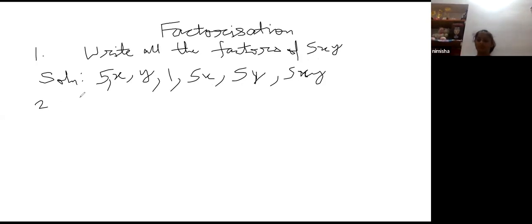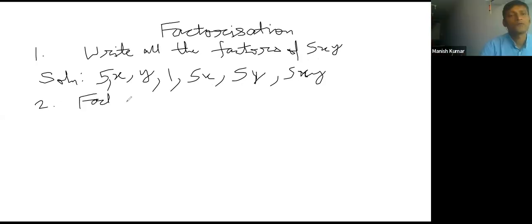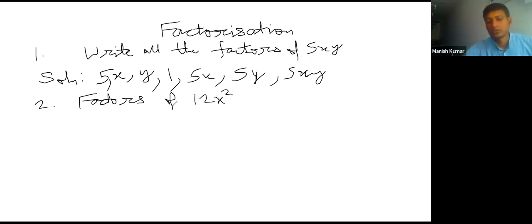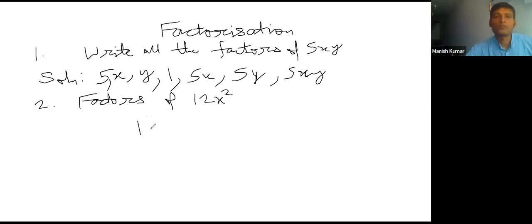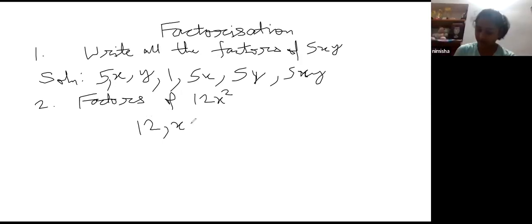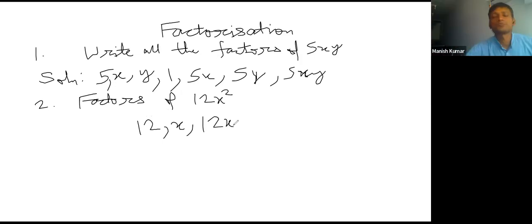Second, write all the factors of 12x square. 12x square. Can you solve it? Yes. How? 12. x. x. 12x. 12x.